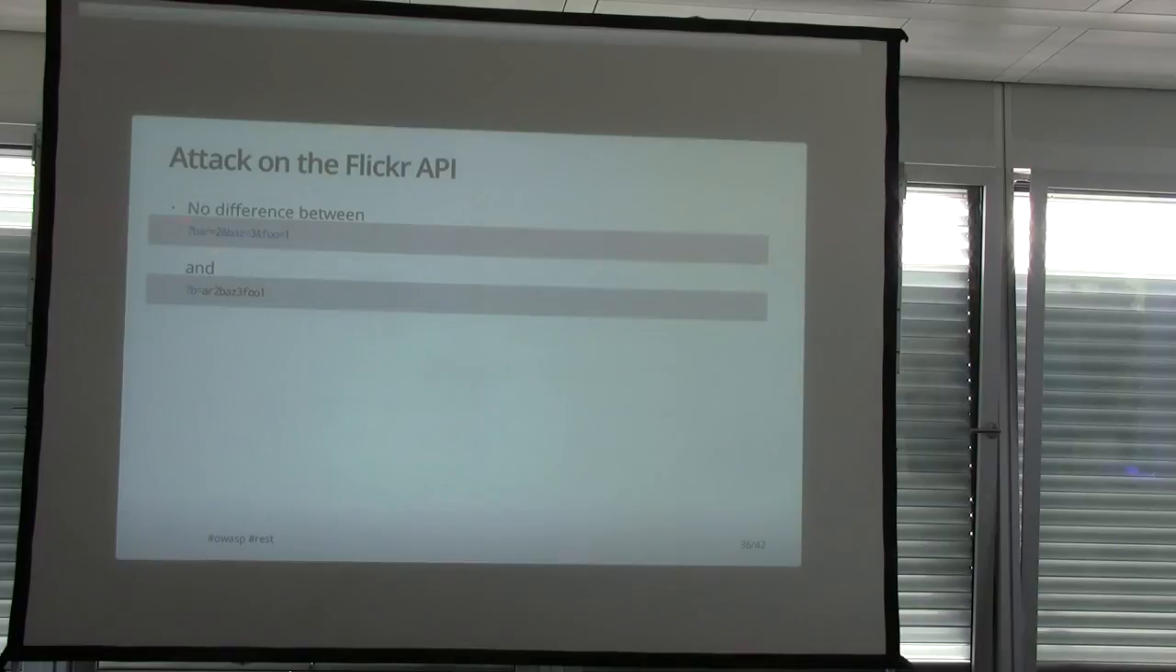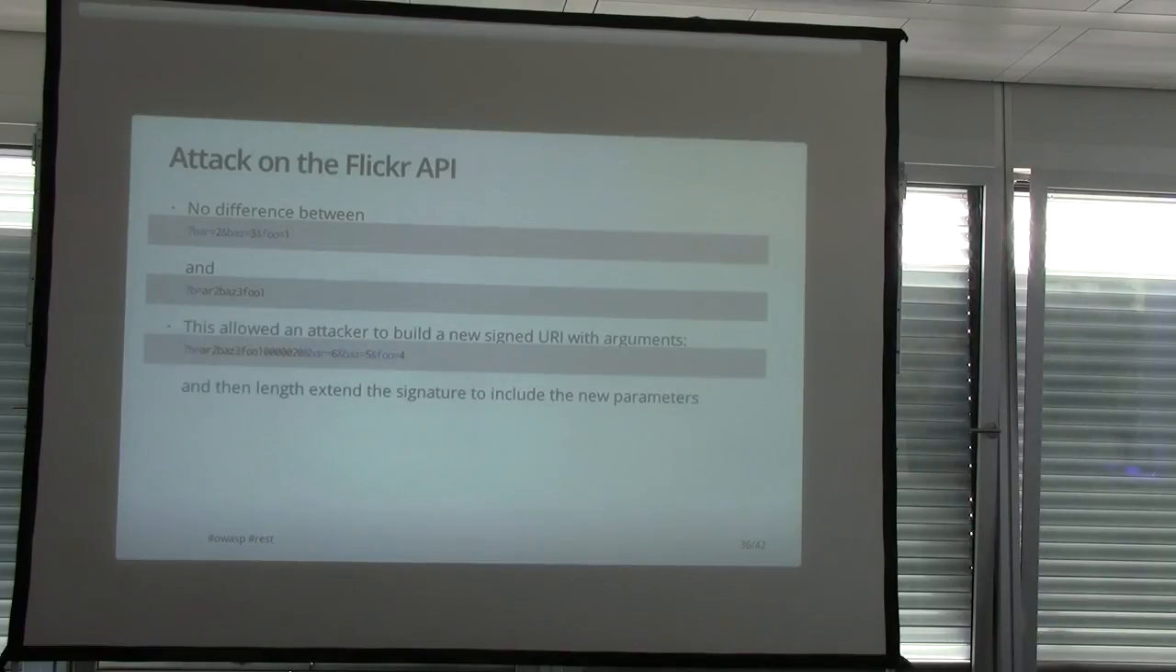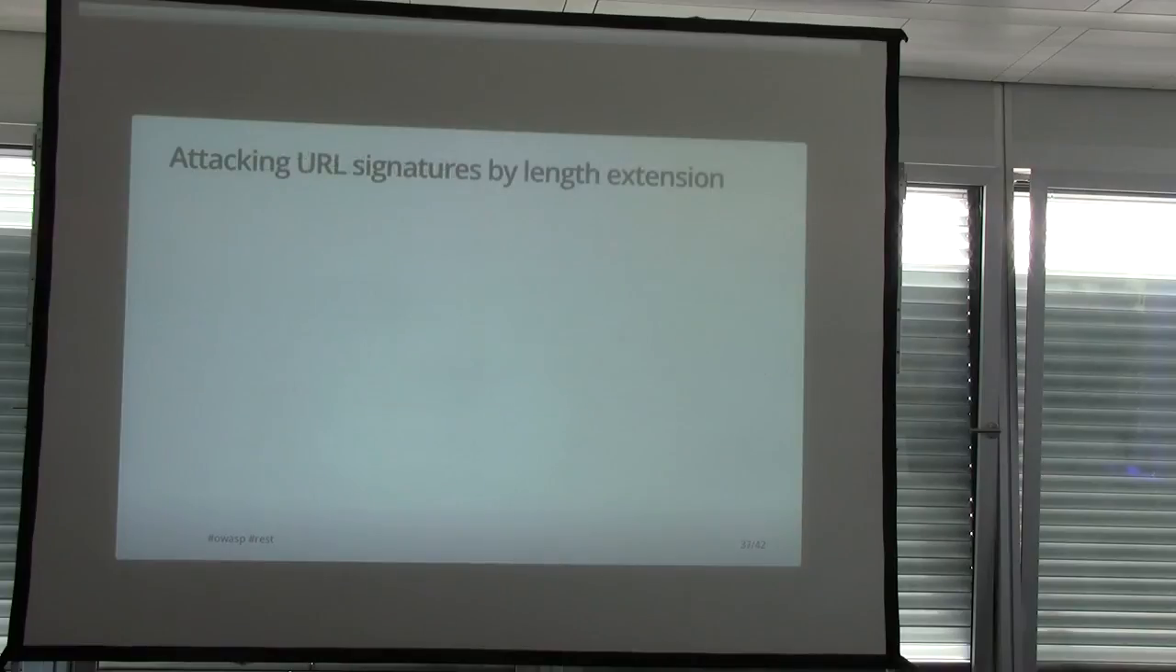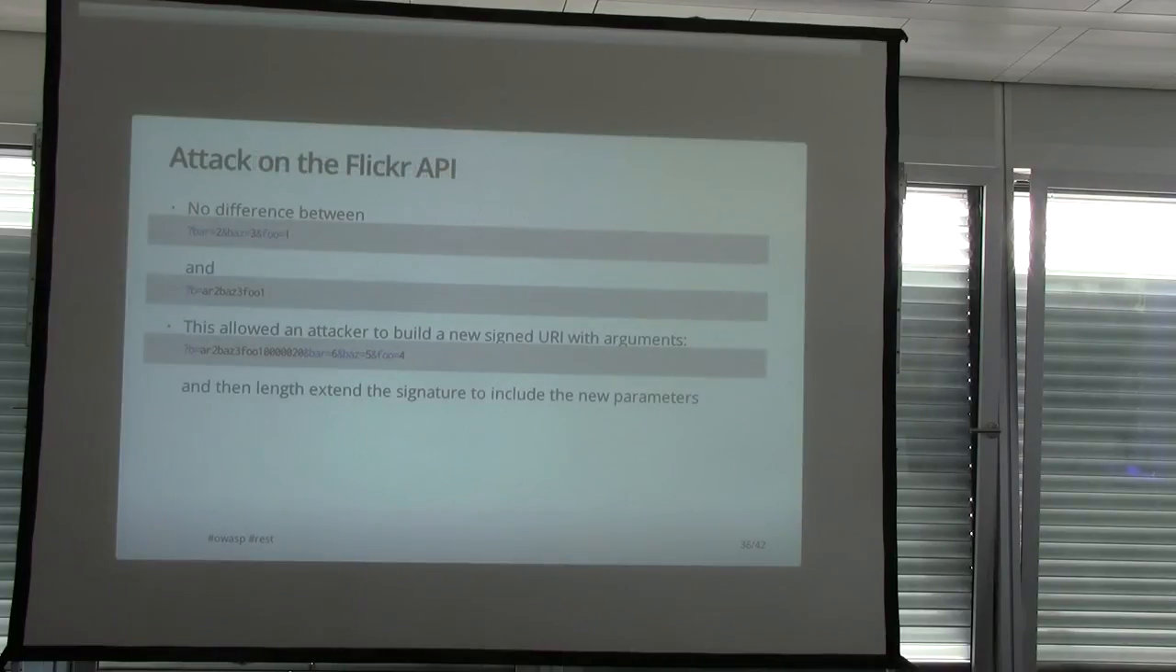And because they were stripping out equals and ampersand signs, these two would be similar. Like here's b=r2ba set 3f01, and here is bar=2, baz=3, et cetera. So these two would be treated the exact same way because it was stripping the characters out. So what you could do then was basically to add the padding to a parameter that wasn't used, and then add your new parameters to the end and sign that. And you would have a valid signature for that data. You could length extend it.